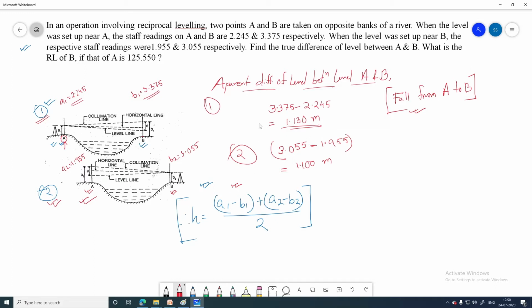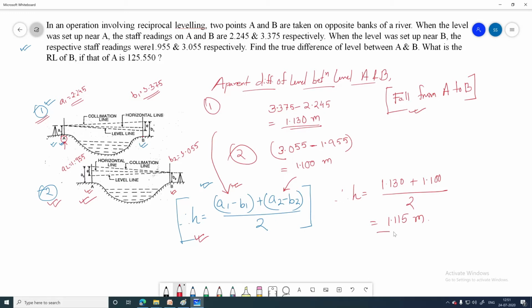So this value 1.130 is the value of A1 minus B1 and 1.100 is the value of A2 minus B2. Ultimately we will get the value of H, that we can determine as 1.130 plus 1.100 by 2. So what will be the value then? It will be 1.115 meter.